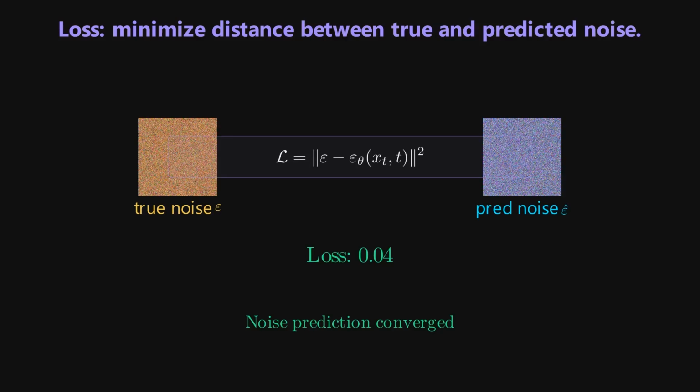The loss function is beautifully simple. Compare the true noise epsilon with the predicted noise from the model. The closer they are, the better the model becomes at denoising. So during training, we start from a clean image, add noise, and ask the model to predict that noise.